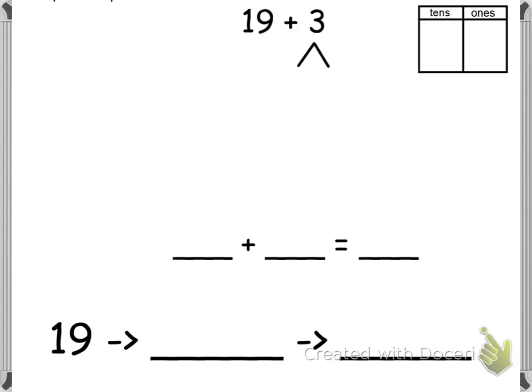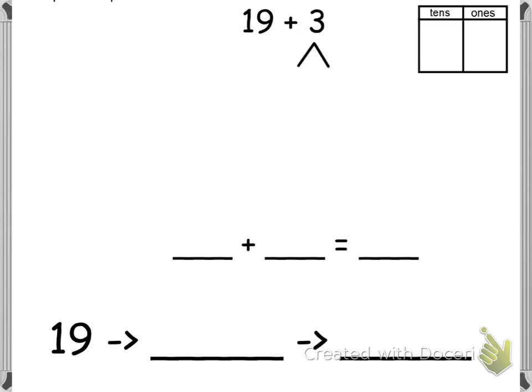Today we're going to be talking about Module 4, Lesson 14. In this lesson, we're going to be using counting on a make 10 strategy when counting across a 10. So looking at this, we have 19 plus 3 that we're going to be solving today. We have a few strategies that we're going to be using.